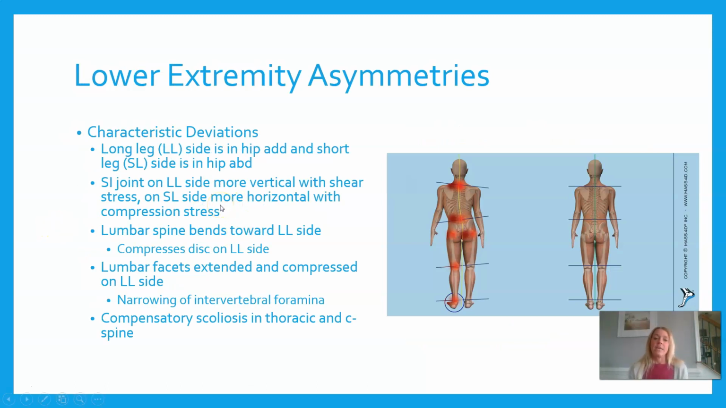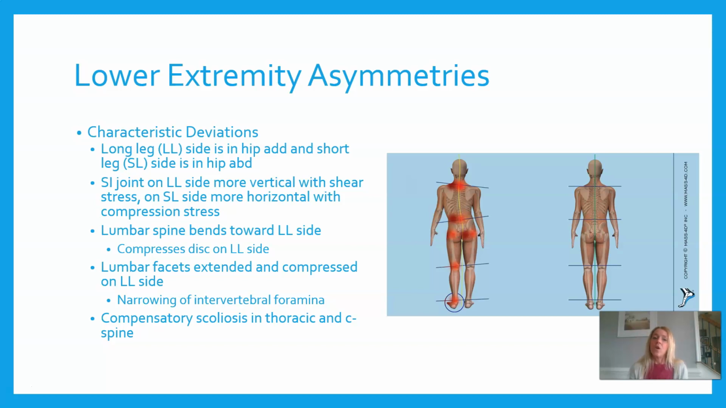So lower extremity asymmetries. So some of the deviations that we're going to see with this. So here in this picture, you can see this is coming from basically an overpronation of this ankle here. And so that is essentially creating a leg length discrepancy with this person. So we're going to talk about long leg side and short leg side in some of these deviations, and that's what these abbreviations mean. So on the long leg side, that hip is going to be held in adduction, and the short leg side, the hip is going to be held in abduction.